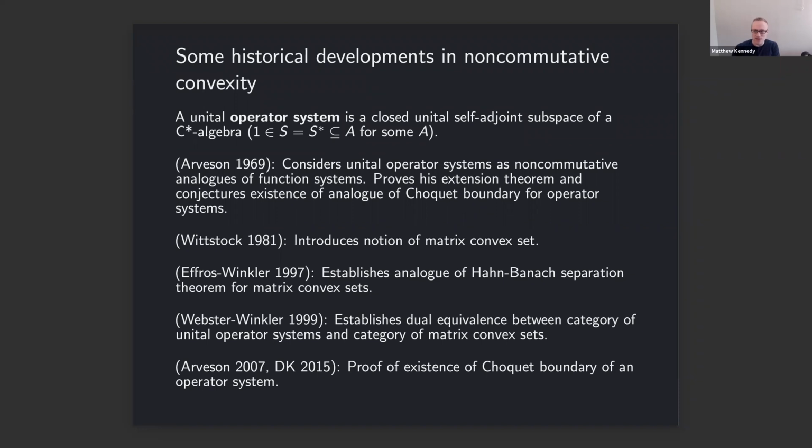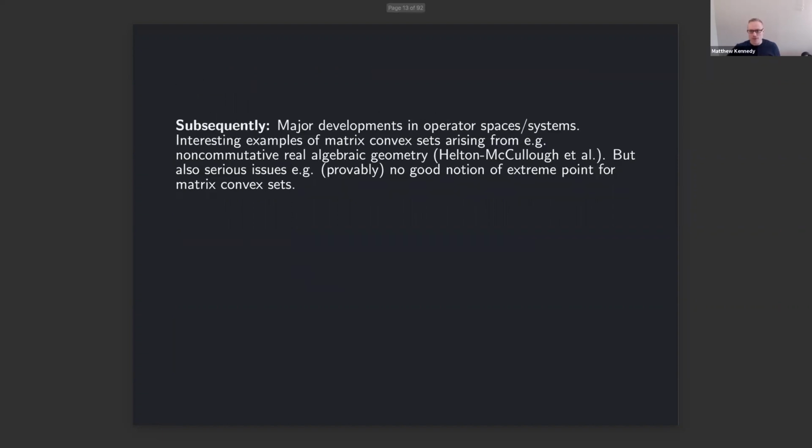And in 2007, and then subsequently 2015, so Arveson had conjectured the existence of something that he called the non-commutative Choquet boundary of an operator system. He was finally able to establish the existence of the Choquet boundary in the separable setting in 2007. And Ken Davidson and I were able to finish things off and show the existence in general of this object in 2015.